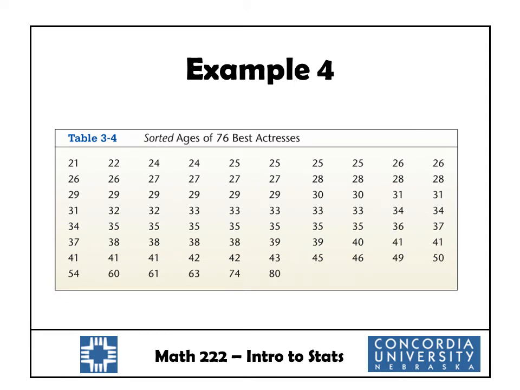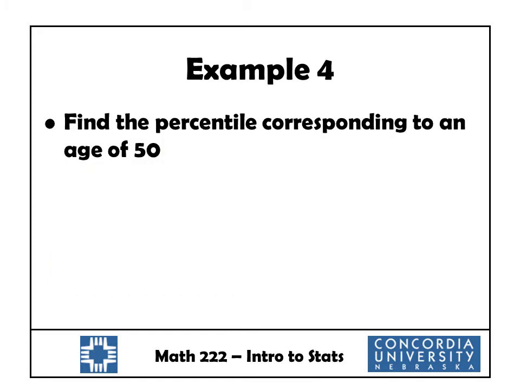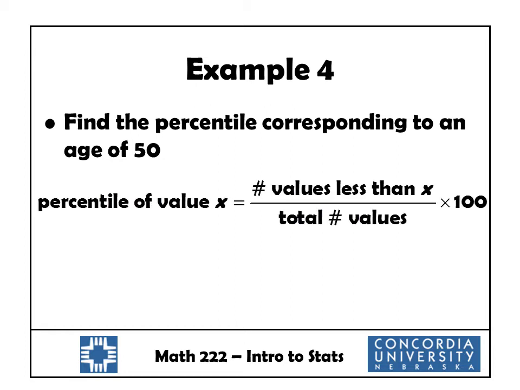So as an example of calculating percentiles, we're going to look at this set of data, which is the ages of the 76 actresses that have won the Best Actress Award at the Academy Awards. And they range from an age of 21 up to an age of 80. Okay. We want to find the percentile corresponding to an age of 50. So age of 50, that is a particular data value. We want to find the percentile that corresponds to that.